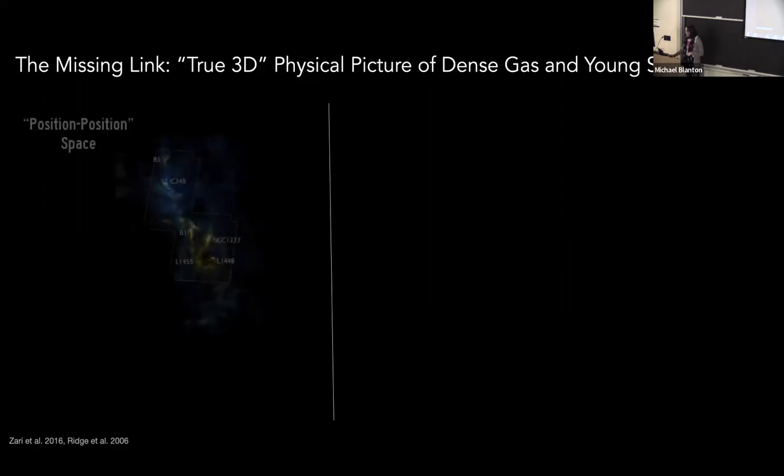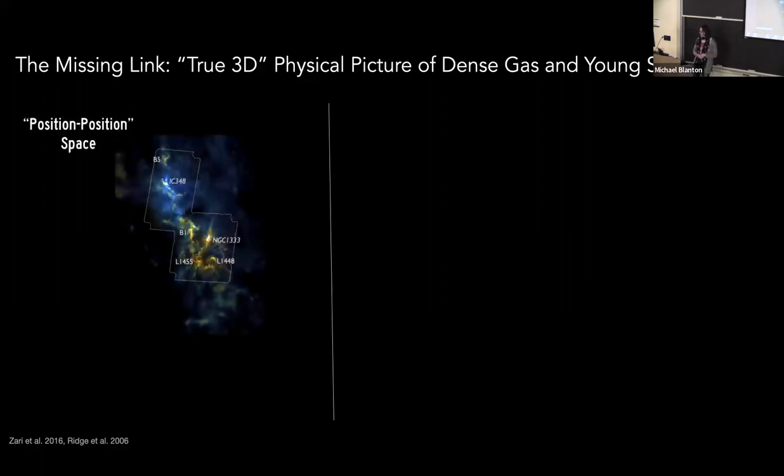Specifically, prior to around 2018-2020, with the rise of a mission called the Gaia Space Telescope, which I'll talk about in a little bit, we only had what we call position-position models of nearby star-forming regions, where we're essentially missing any depth information. This 3D cloud has been collapsed and integrated into a single plane. And so we call those position-position maps of molecular clouds.